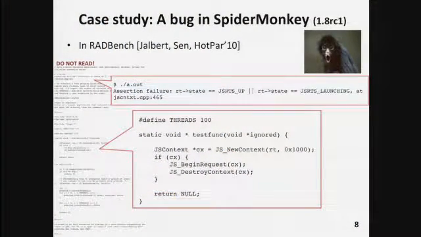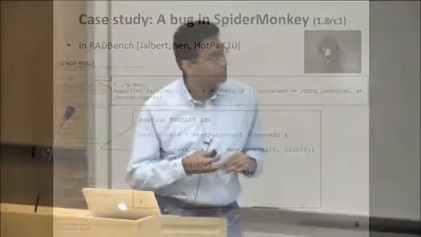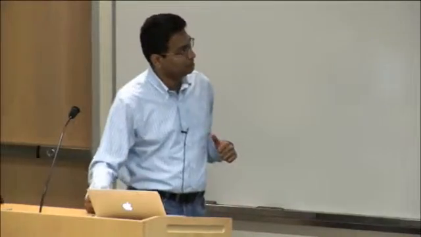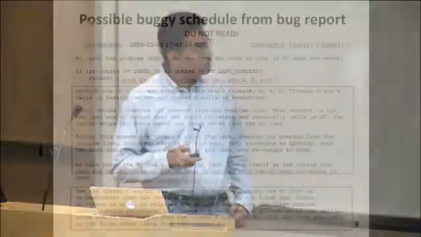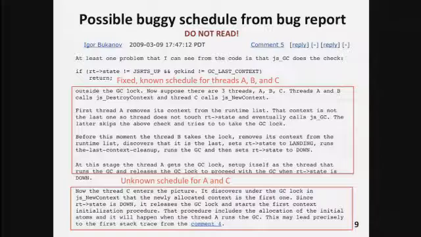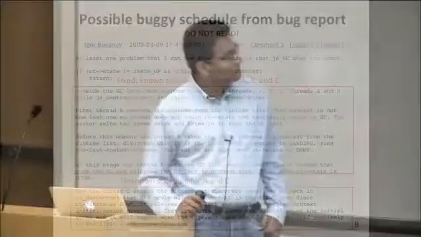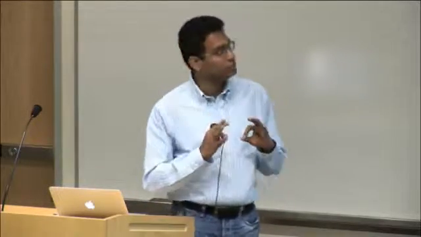So I'll give you a tutorial introduction to Concurrit using this benchmark, the SpiderMonkey JavaScript engine, which crashes on some execution with an assertion failure. And here is the bug report that was filed by some user to the bug database. As you can see, he tells us there is some kind of schedule involving 3 threads and some unknown schedule between 2 other threads. If you take that particular schedule, you'll hit the assertion violation.